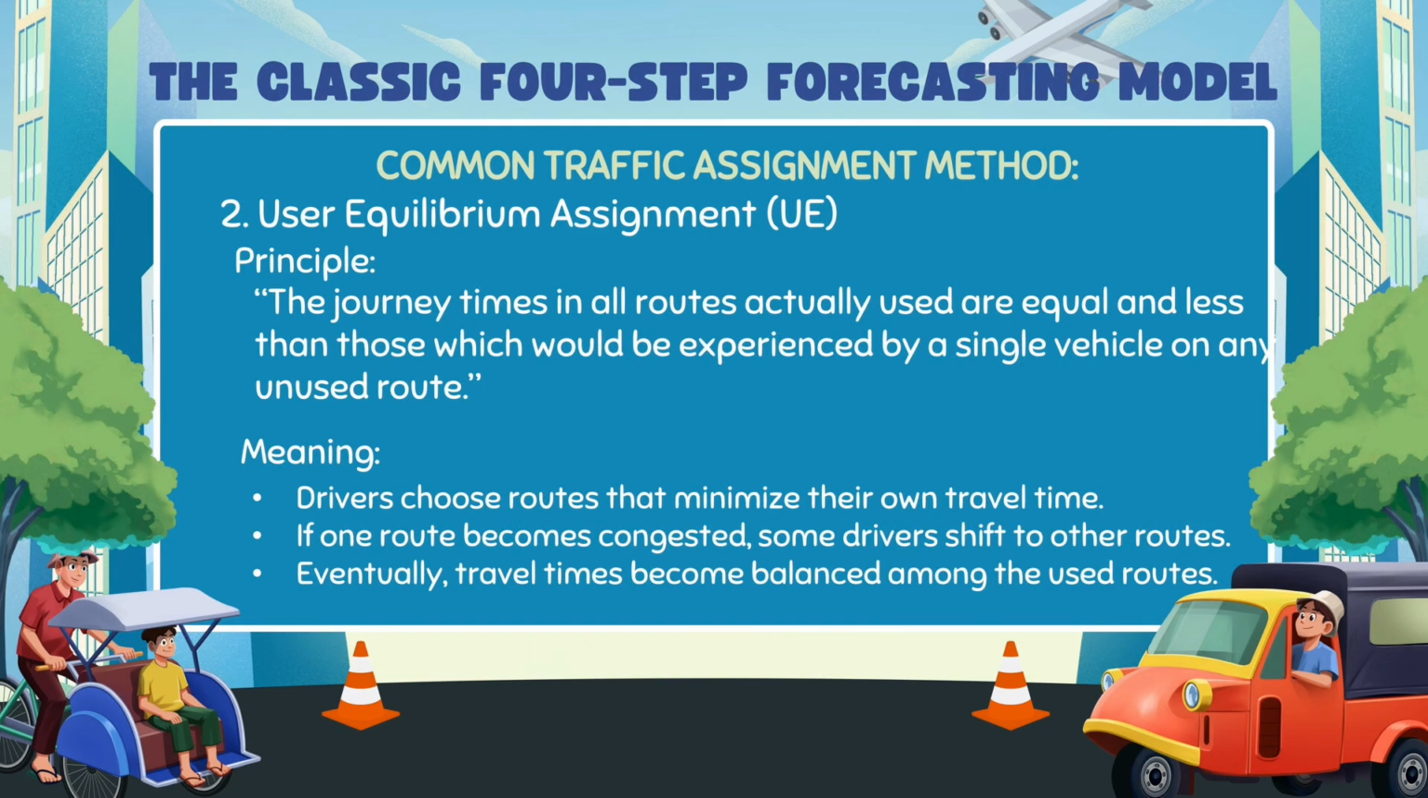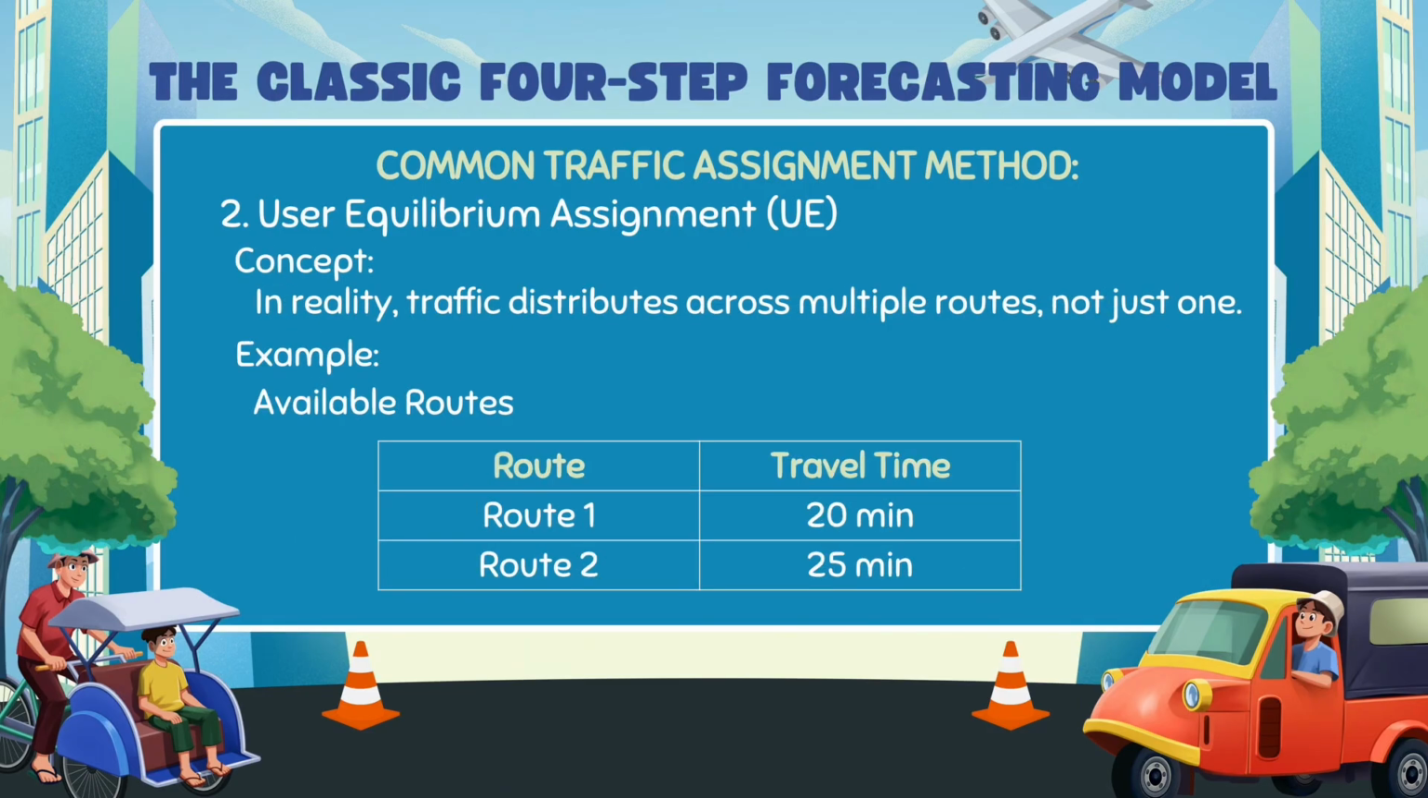This principle states that the journey times in all routes actually used are equal and less than those which would be experienced by a single vehicle on any unused route. This means that drivers choose routes that minimize their own travel time. It also means that if one route becomes congested, some drivers shift to other routes. So eventually, travel times become balanced among the used routes. So in reality, the traffic distributes across multiple routes, not just one.